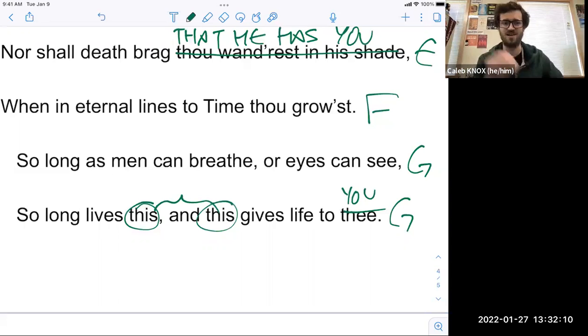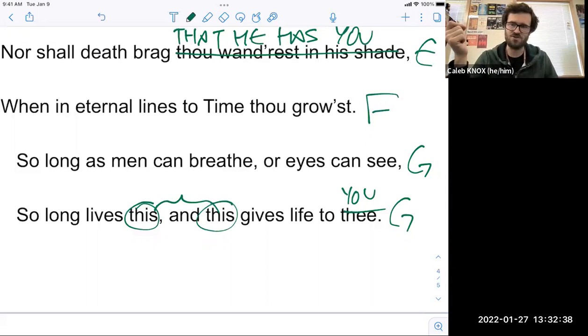Because here we are 500 years later, and we can breathe and we can see. So in a way, she's still living. So how is that possible, right? Obviously, Shakespeare's been dead a long time, and this person he's writing about has been dead for a long time, okay? But there's something that still lives. There's something that's around. There's something that gives life to her.